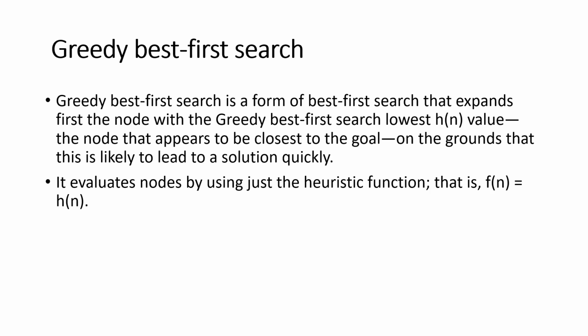So we can say that greedy best first search expands the node with the lowest heuristic value, that is h of n, and that is the node that appears closest to the goal. Here it will consider only h of n. H of n means the node that appears to be closest to the goal state. So it shows the greedy behavior.